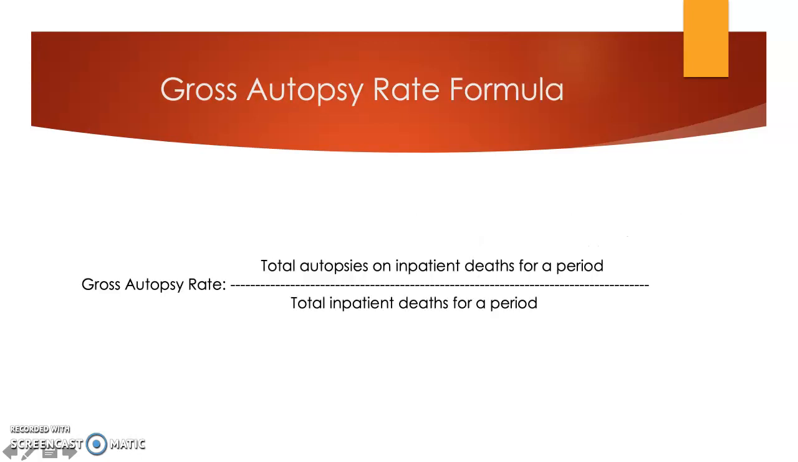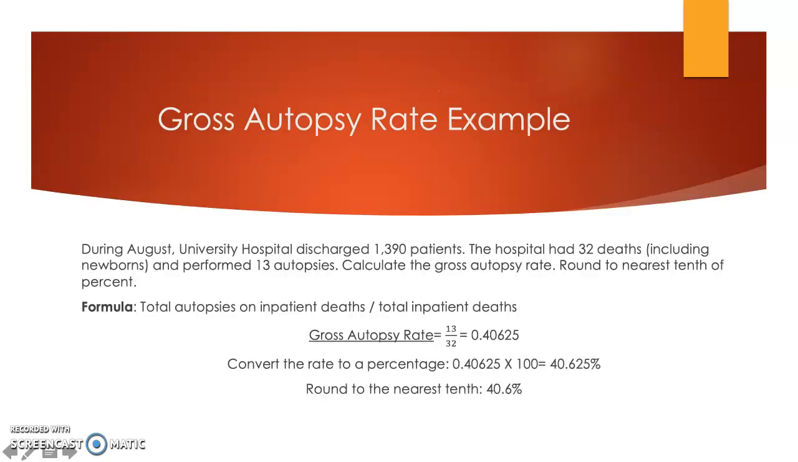This is a visual of the gross autopsy rate formula. And our example is the following. During August, University Hospital discharged 1,390 patients. The hospital had 32 deaths, including newborns, and performed 13 autopsies. Calculate the gross autopsy rate, rounding to the nearest tenth of a percent.